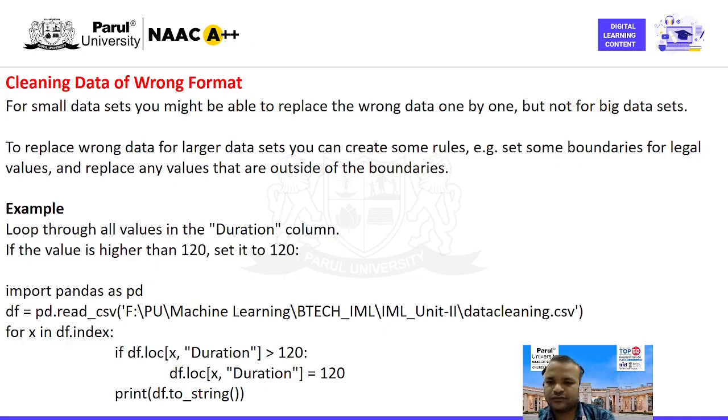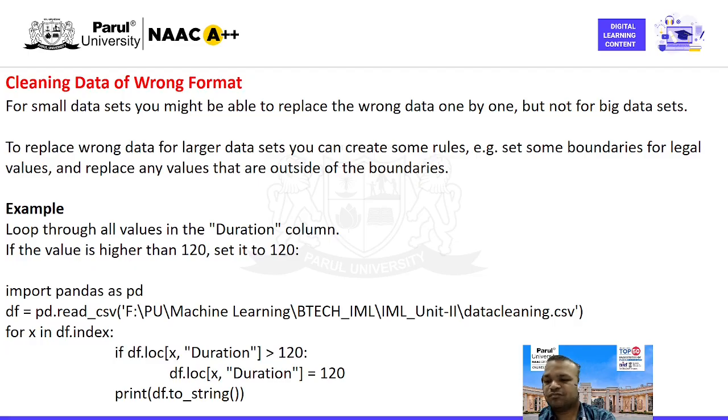Loop through all values in duration column. We target the duration column in data cleaning data set. Okay, loop through all values in the duration column. If the value is higher than 120, then set it to be 120 because maximum value will be 120. So we fix the boundaries, outside boundaries.